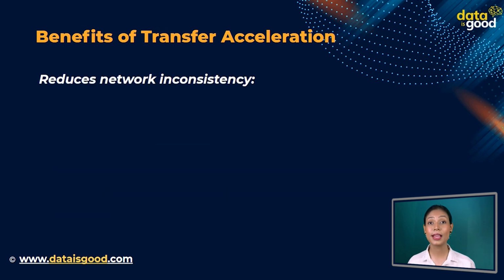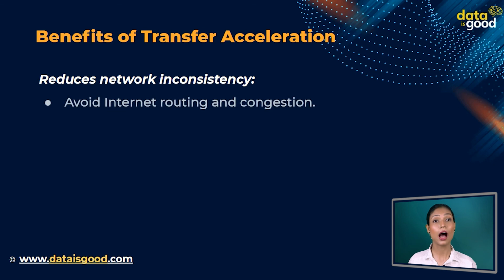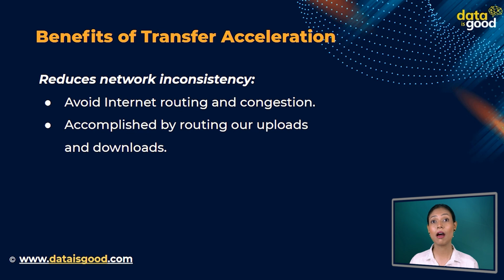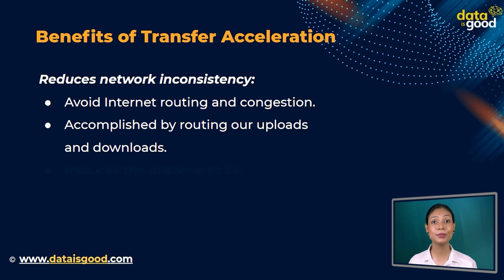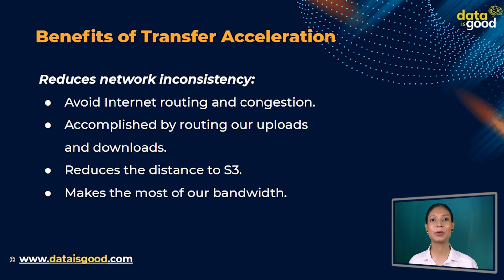It reduces network inconsistency. Transfer acceleration lets apps that connect with our S3 buckets via the S3 API from outside of our bucket's region avoid internet routing and congestion. It is accomplished by routing our uploads and downloads through the AWS global network infrastructure and allowing you to take advantage of the network optimizations. Other advantages include that it reduces the distance to S3 and makes the most of our bandwidth.